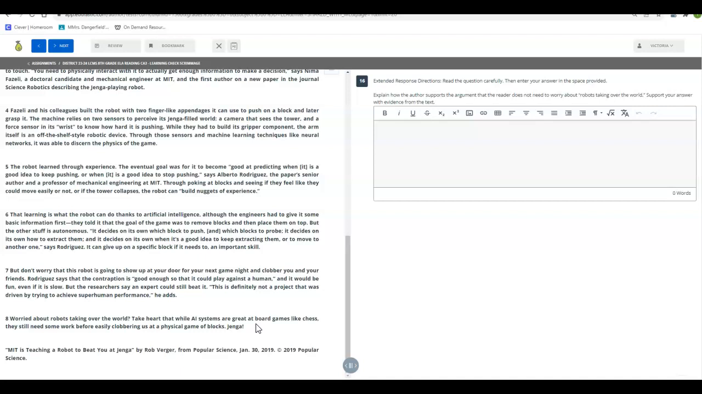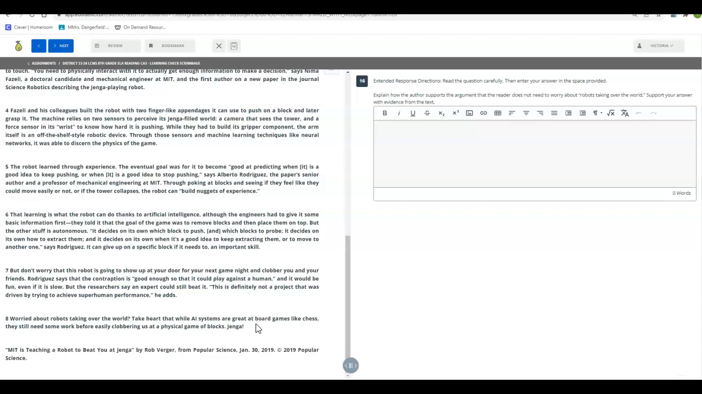That learning is what the robot can do thanks to artificial intelligence, although the engineers had to give it some basic information first. They told it that the goal of the game was to remove blocks and then place them on top. But the other stuff is autonomous. It decides on its own which block to push and which block to probe. It decides on its own how to extract them. And it decides on its own when it's a good idea to keep extracting them or to move to another one, says Rodriguez. It can give up on a specific block if it needs to, an important skill.